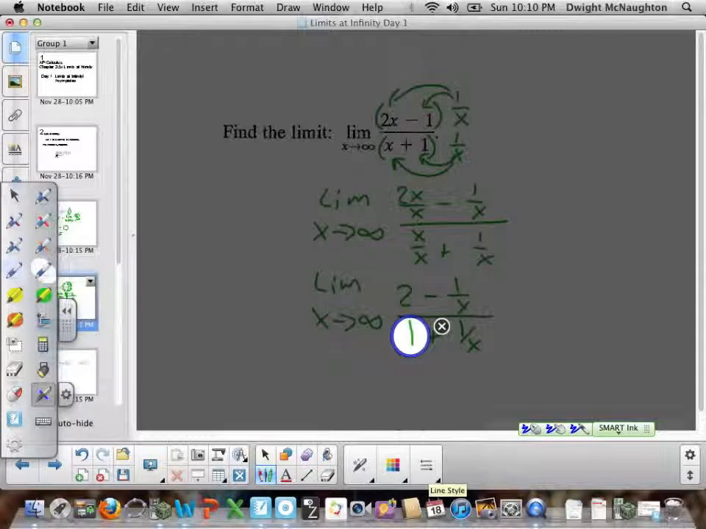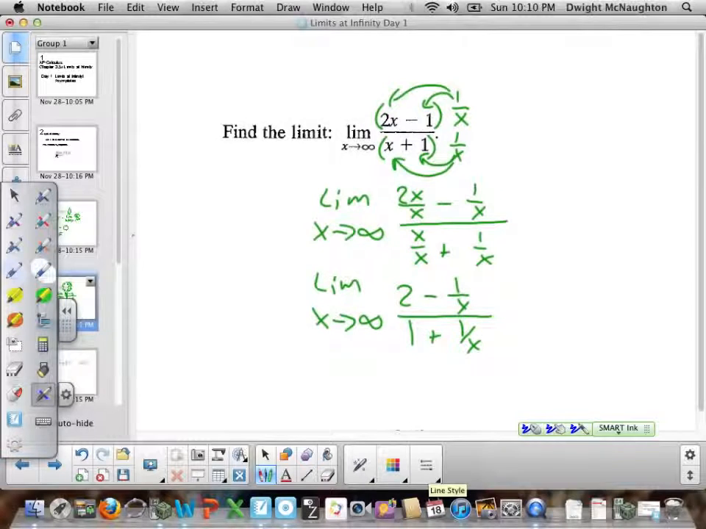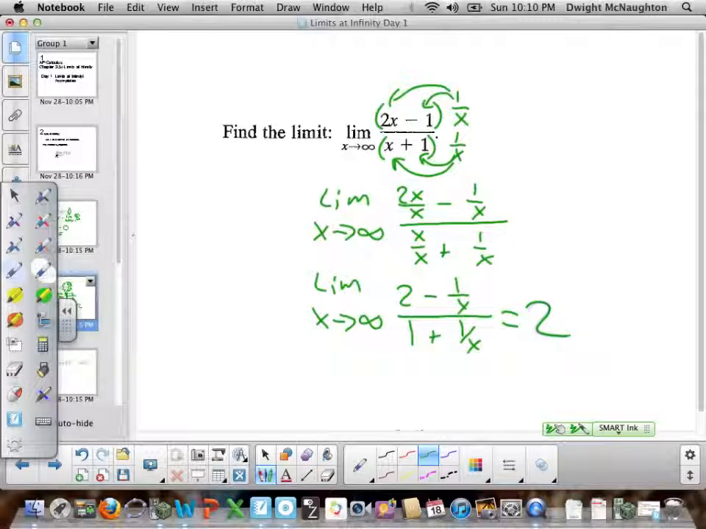On the bottom we have 1 plus, again, 1 over x is 0, so 1 plus 0. This ends up being 2 over 1. So we take the top and bottom, multiply by 1 over x to the highest power, and simplify, and we get 2 over 1, which is 2.